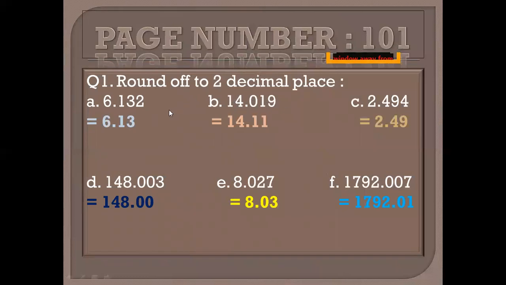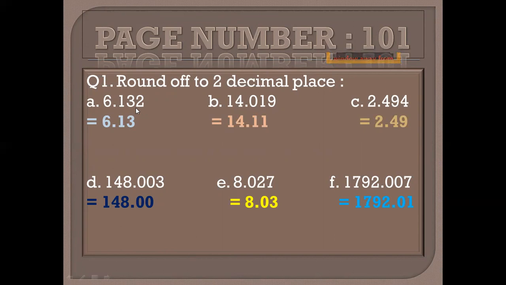When we were doing the questions of page 100, rounding off to 1 decimal place, we checked the number which lies on the hundredths place. And now for two decimal places, we check the number which lies on the thousandths place, because now we are rounding off to two decimal places. According to that number, we round off our answer.